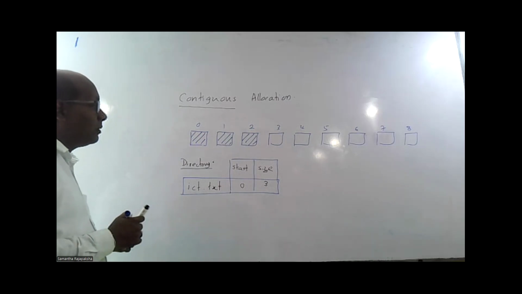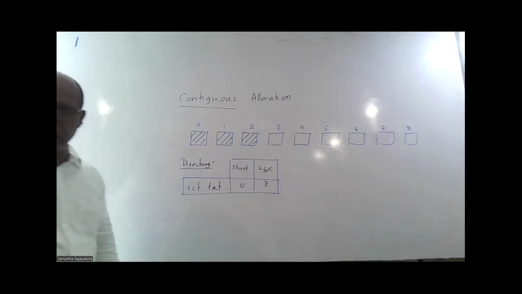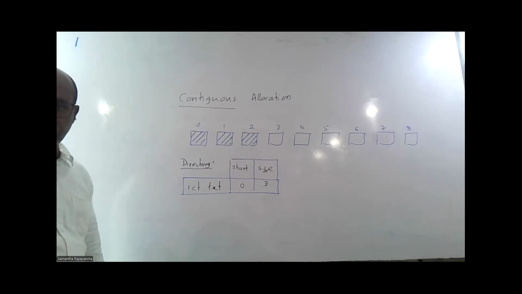Why are we not taking the third one? No, this file needs only 3 blocks, so we allocate only these 3. Whenever we draw the blocks, we should number them from 0, yes. The starting should be 0 in general.